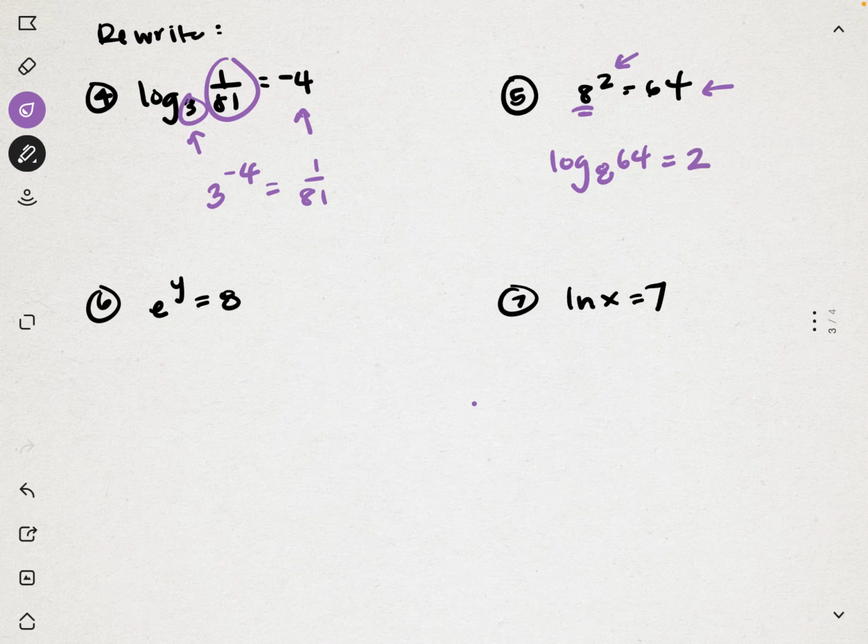Okay, number 6, same idea. We're rewriting this as log. So remember when we do log base e, that's ln. So ln, our value is 8 and our exponent is y. And then for 7, ln means base e, right? So e to the exponent equals the value.